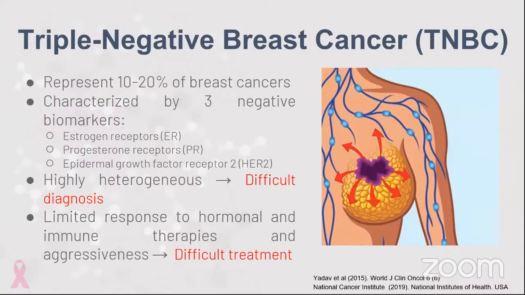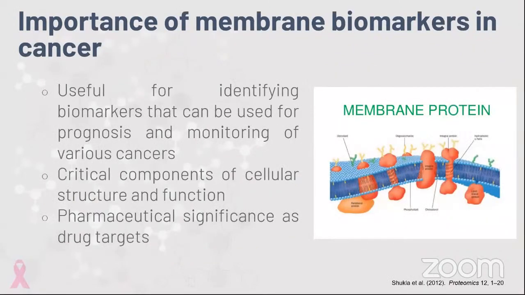the main characteristic of this type of disease is that these breast cancers have negative response to estrogen receptors, progesterone receptors, and also epidermal growth factor receptor. As a result, the hormonal and the immune therapies are not very effective, and also it is commonly an aggressive type of disease. So the treatment is difficult, and early diagnosis is important in order to have a positive outcome when you are diagnosed with this disease.